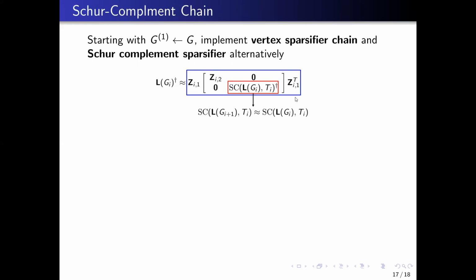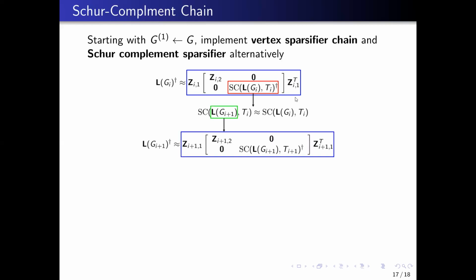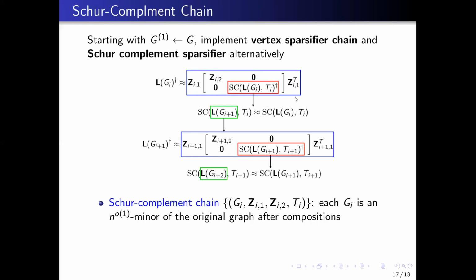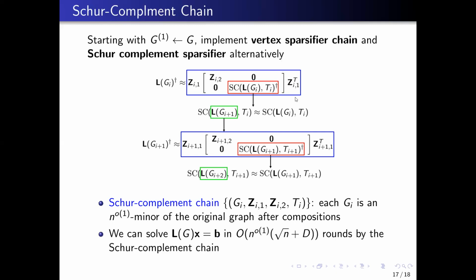For Gi+1, we do the same things to obtain Gi+2. Continuing this process, we can obtain a Schur complement chain, and each Gi is an n^o(1)-minor of the original graph. By virtue of the Schur complement chain, we can solve the Laplacian linear systems LGx equals b in big O(n^o(1) square root of n plus D) rounds in the CONGEST model.